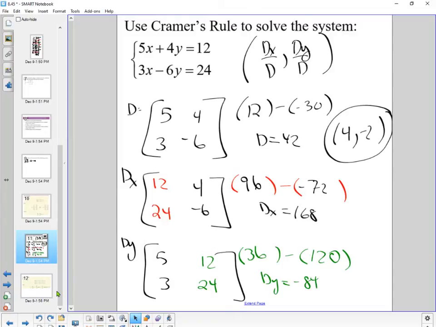Not an easier way to show your work. It's just a different way to solve it. Substitution and elimination are very similar. They're algebraic in nature. Graphing, you just put them there and look where they cross. Here's a matrix method.